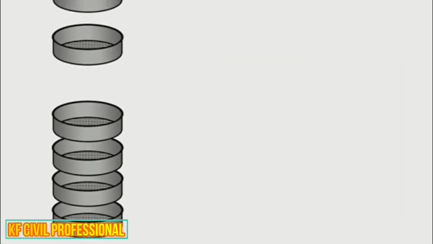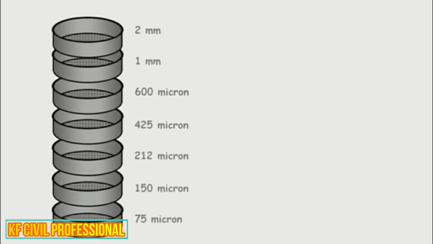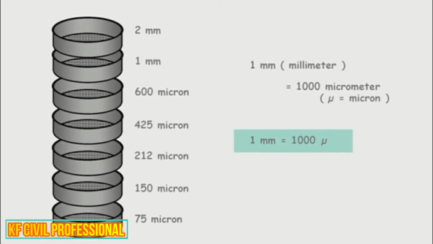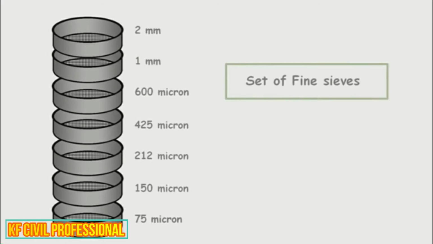The second set of sieves for sand fractions consists of sieves of sizes 2 mm, 1 mm, 600 micron, 425 micron, 212 micron, 150 micron and 75 micron. If we didn't mention, 1 mm, that is millimeter, is equal to 1000 micrometer, which we denote as micron. So 1 mm is equal to 1000 micron, and 600 micron is actually 0.6 mm. This set of sieves is called set of fine sieves, as it sieves the finer part of coarse soils.